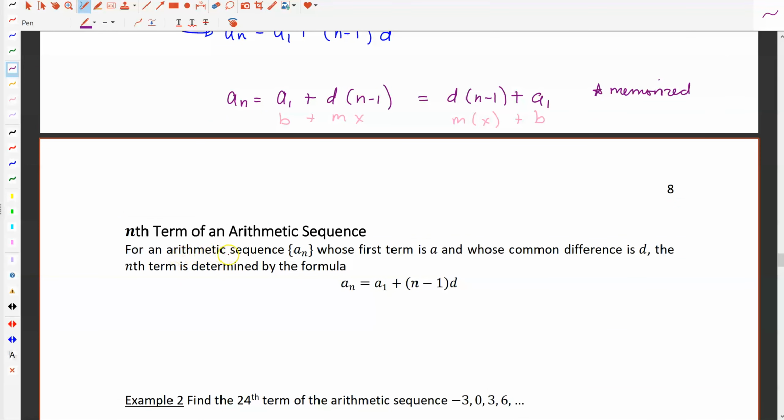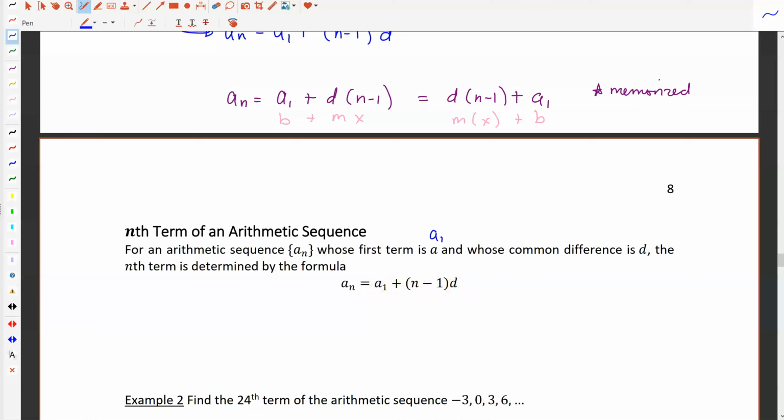Alright, so then all we're going to do is just record that in general. So for an arithmetic sequence A sub n, whose first term is A, now as a reminder, A can be thought about as the same thing as A sub 1. Sometimes we suppress writing that subscript for 1, but they mean the same thing. And whose common difference is D, the nth term is determined by the formula A sub n is equal to A sub 1 plus n minus 1 times D.